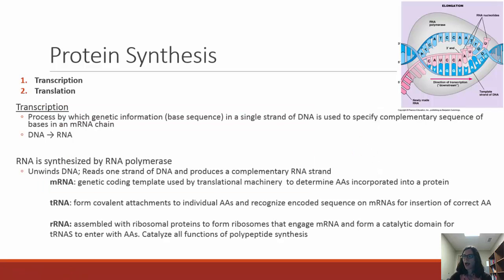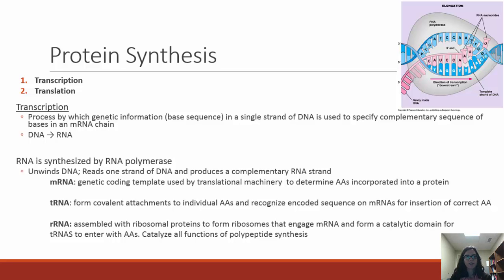Okay, so how are proteins synthesized? Well, we have 2 basic steps that lead to protein synthesis. So our first is transcription and then translation. So let's start with transcription. And this is the process by which the base sequence in a strand of DNA is used to specify the complementary sequence in the bases of an RNA chain.